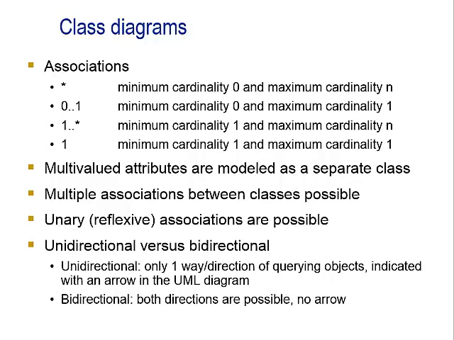Unidirectional means that there's only one way or direction of querying objects, indicated with an arrow in the UML diagram. A bidirectional association then allows you to navigate in two possible ways. Obviously, this highly depends upon how the classes will be used. In this particular case, how you will navigate from one class to another.